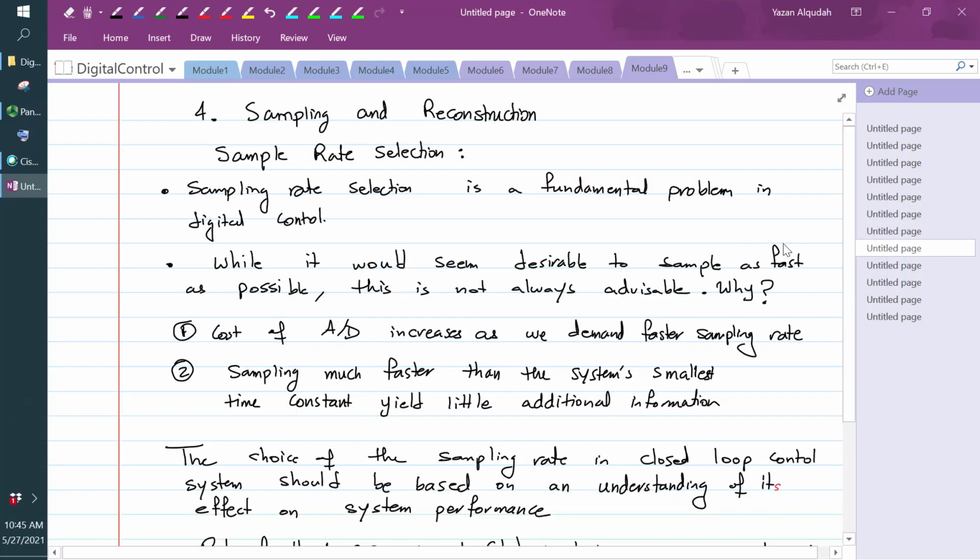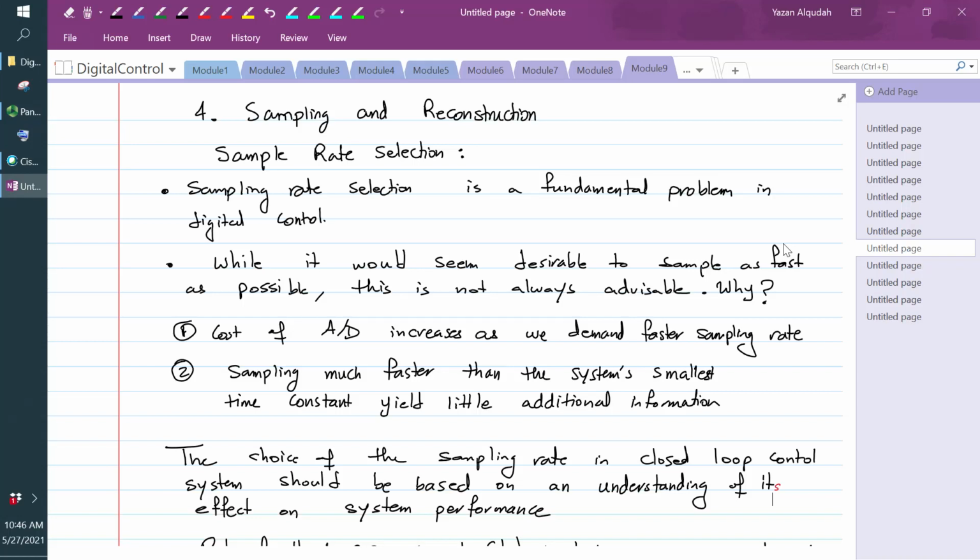Okay, the last thing we're going to talk about in this module is the sampling and reconstruction, and we're going to talk about the sample rate selection. As we will see throughout this course, the sampling rate is a fundamental problem in digital control, just like it was in digital signal processing. For digital control, we might be tempted to sample as fast as we can, take as many samples in my circuit as we can. However, this is not always advisable.